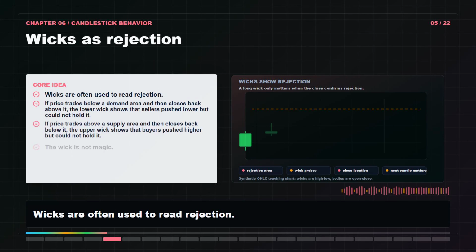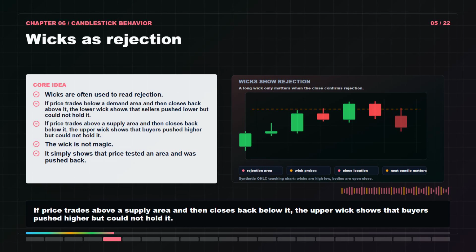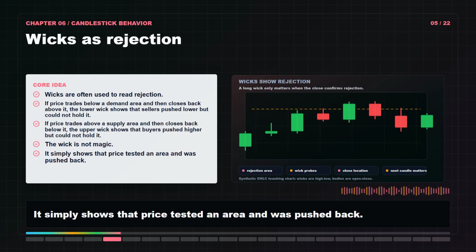Wicks are often used to read rejection. If price trades below a demand area and then closes back above it, the lower wick shows that sellers pushed lower but could not hold it. If price trades above a supply area and then closes back below it, the upper wick shows that buyers pushed higher but could not hold it. The wick is not magic, it simply shows that price tested an area and was pushed back.